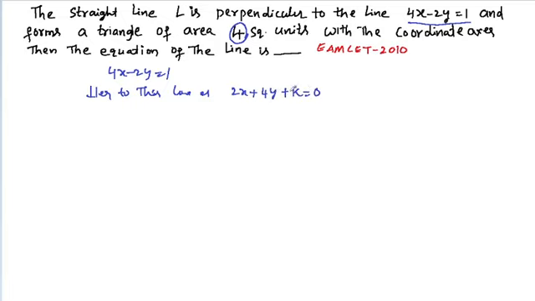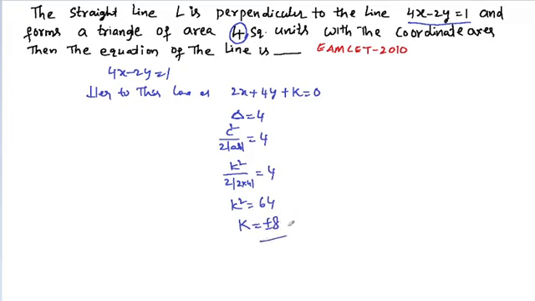This line making an area with the coordinate axes, that is delta is equal to 4, that is delta is c square by 2 mod ab is equal to 4, that is c square is k square by 2 into 4, that is equal to 4. Therefore, k square is equal to 2 into 2, 4, 4 into 4, 16 into 4, that is equal to 64. Therefore, k is equal to plus or minus 8. So the equation of the required line is 2x plus 4y plus k is equal to 0, that is 2x plus 4y plus 8 is equal to 0. That is the answer.